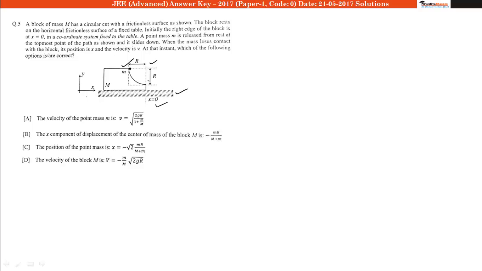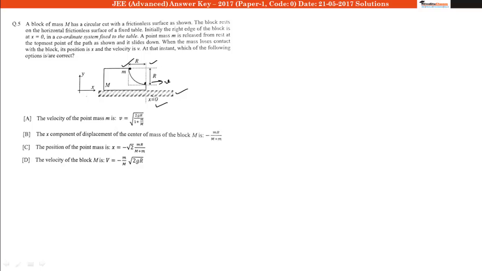When the mass loses contact with the block, its position is x and velocity is v. It moves with the velocity v from this point. At that instance, which of the following options are correct, we have to tell. This is also a multiple choice question.